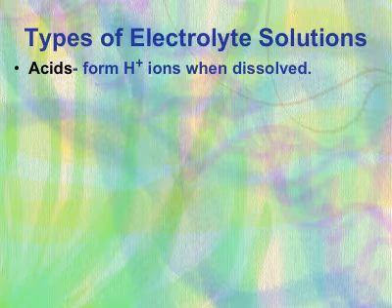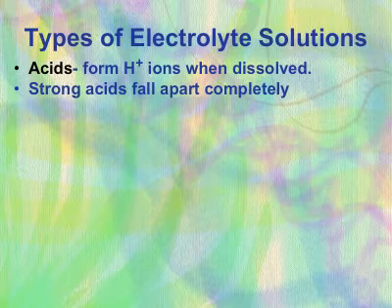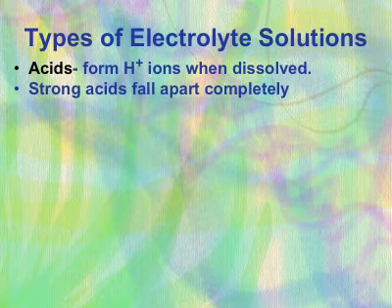So types of electrolyte solutions, first of all, is an acid. We have already talked about this a little bit, but acids have to form hydrogen ions when you dissolve them. So right off the bat, how to identify something as an acid? It has a hydrogen, okay? Strong acids fall apart completely. For instance, sulfuric acid is a strong acid. It's going to disassociate completely, which means its two hydrogens are going to break apart from the sulfate. When you dissolve it in water, it's always going to break apart.